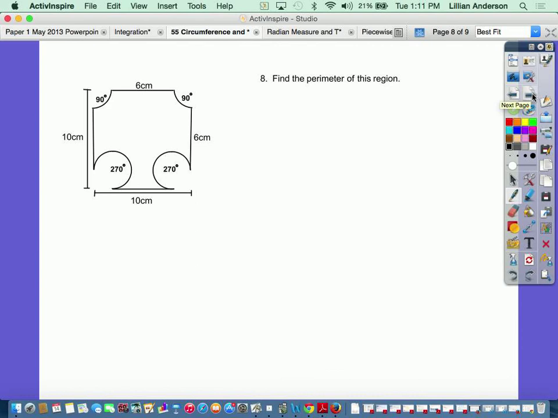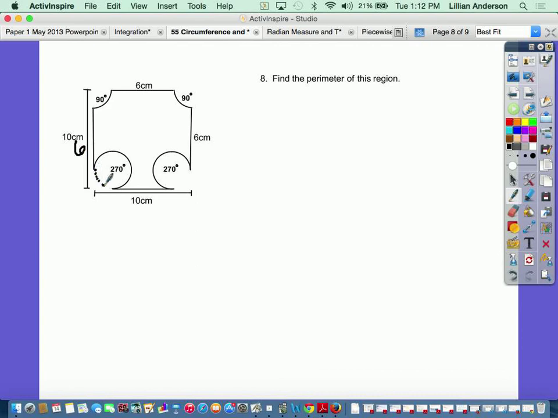Now the next two. For this one, we're finding the perimeter of the region. Okay? Now if you notice, it looked like it used to be a square, but now I have some circles that have been cut out of it. Okay? The perimeter is all the way around. So you're probably gonna have to do a little bit of work here. First off, how long is this segment right here? 6. Okay? Now, this right here has 270 degrees, this arc.